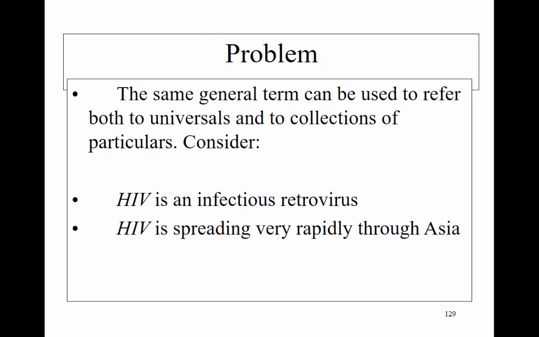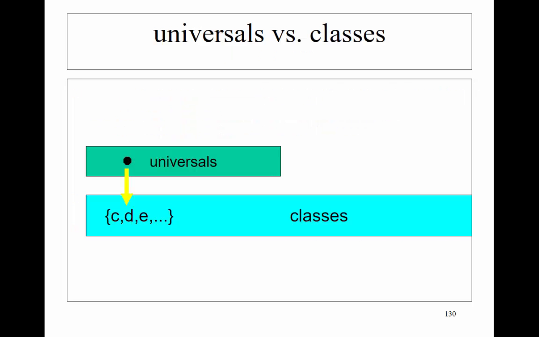And we note that sometimes we refer to universals by means of an expression, but sometimes we use the same expression to refer to extensions. So HIV is an infectious retrovirus, but HIV is spreading very rapidly through Asia. It's the extension of the universal which is spreading. So we need to be careful about that. So we have classes, and we have extensions, and we have defined classes, which are those classes which are not extensions of universals.